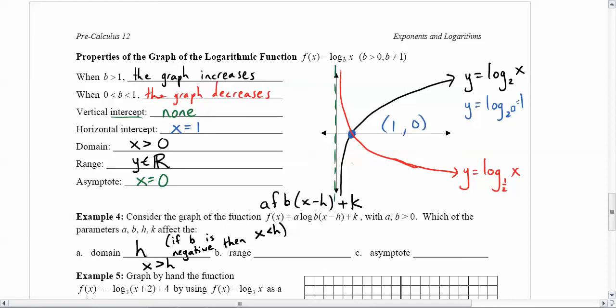Now, the range is all real numbers. So if we do a vertical expansion on all real numbers, will it change the range? No. If we translate all real numbers up or down, will that affect the range? No. Nothing can change the range. The range will always be all real numbers. What if not even A? You can reflect it, you can expand it, you can translate it, but infinity will always be infinity.